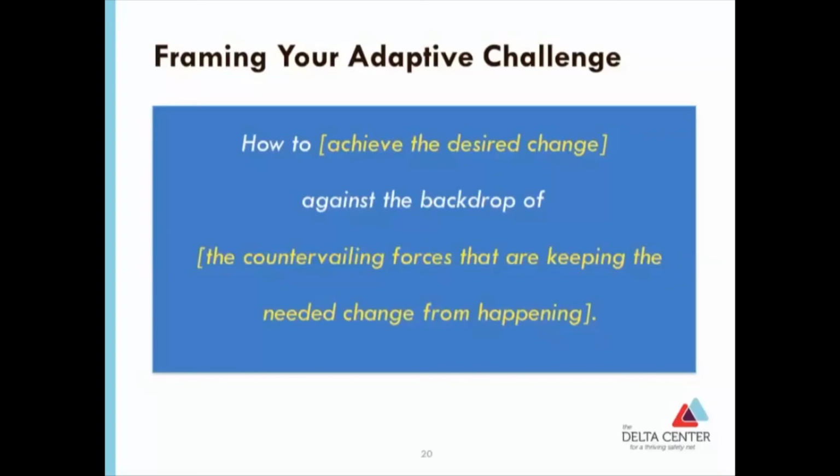What is it that you care enough about that you're ready to exercise leadership to make happen, in the broad sense? And then against the backdrop of what? What are the barriers or the countervailing forces that are keeping that change that you seek from happening, right? And Mary did a great job of encapsulating what some of those barriers are for them. So just try to encapsulate that in a single sentence.